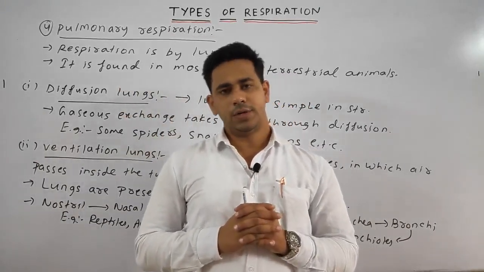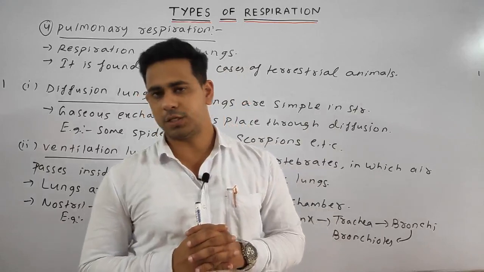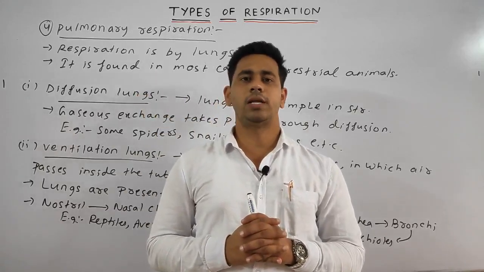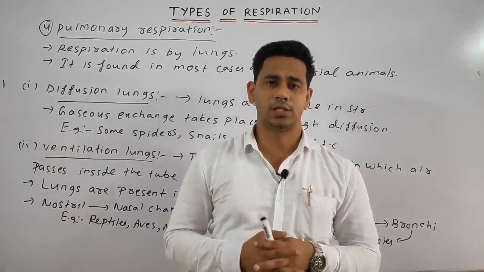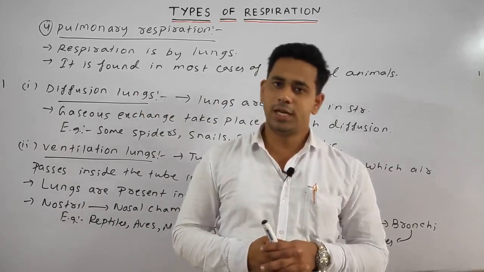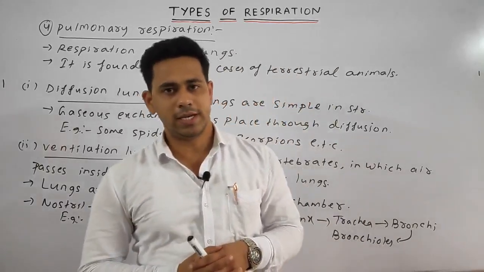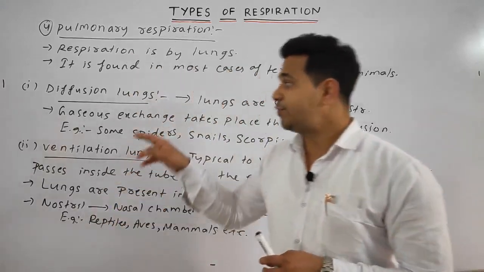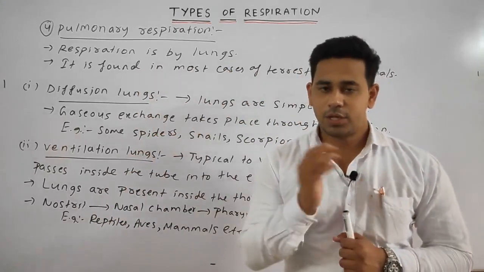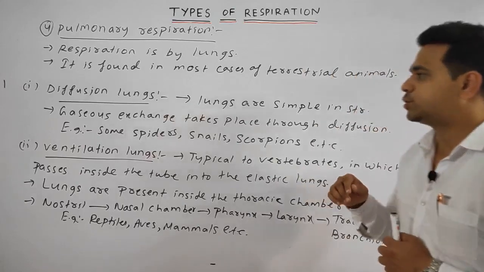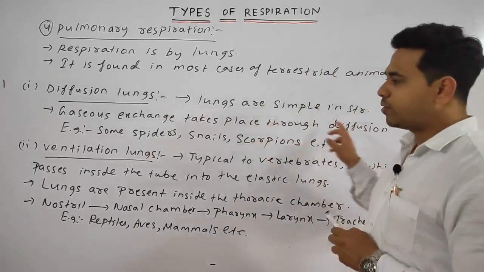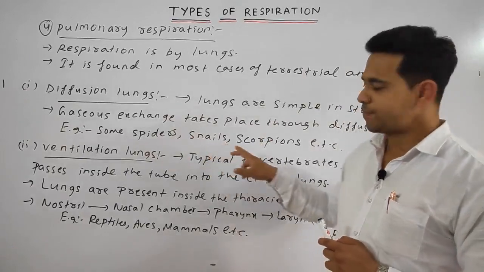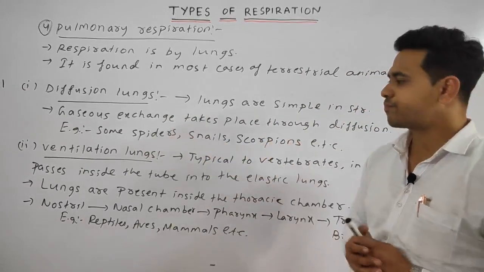And lastly, we discussed the pulmonary respiration, in which the respiratory organ is the lungs. It is found in most cases of the terrestrial animals. It is of two types, diffusion lungs and ventilation lungs. Diffusion lungs are simple in structure, and the gaseous exchange takes place through general diffusion. It is found in some spiders, snails, and scorpions, etc.